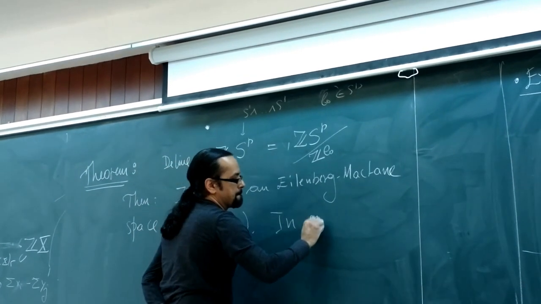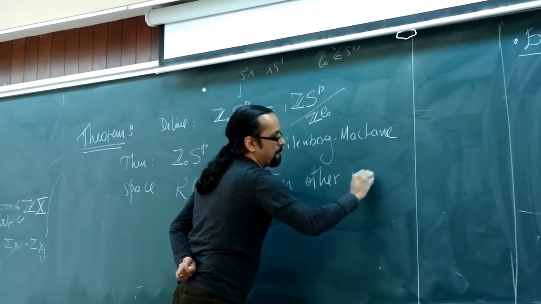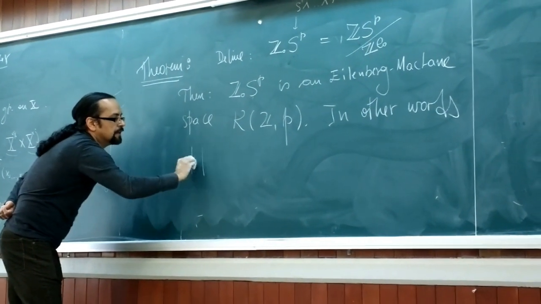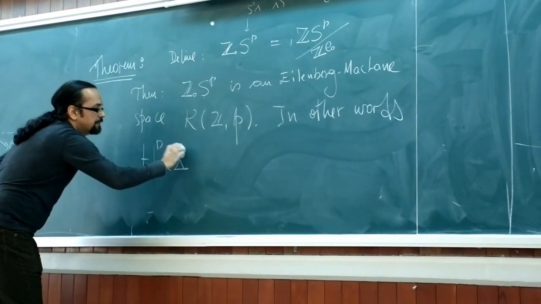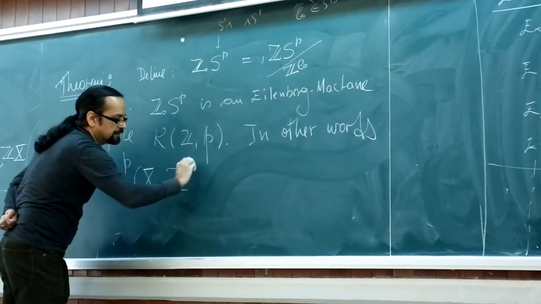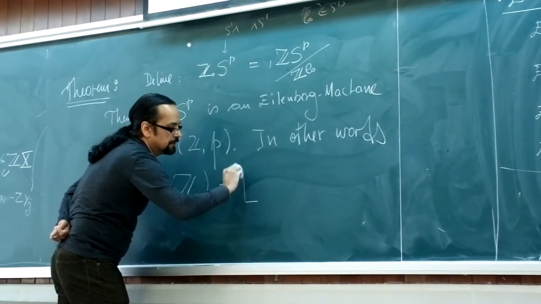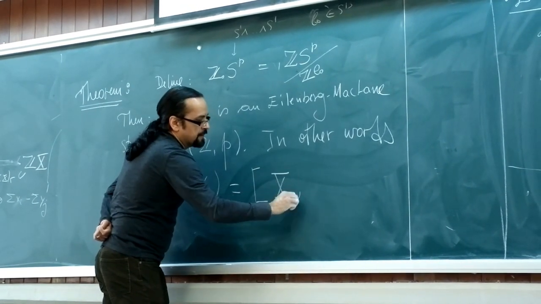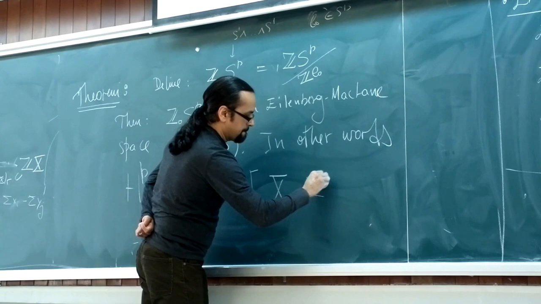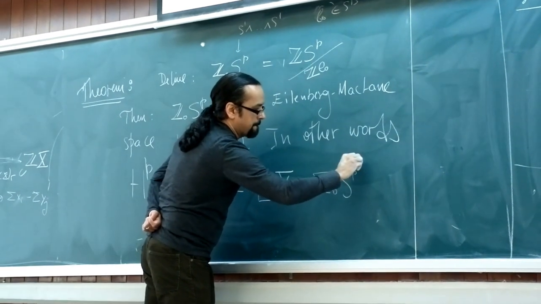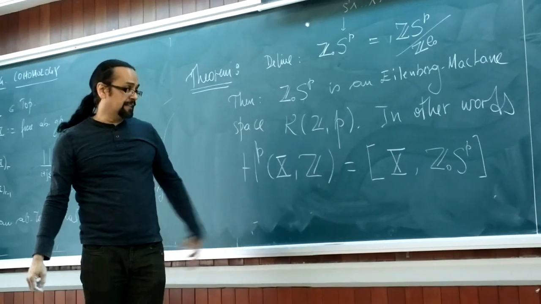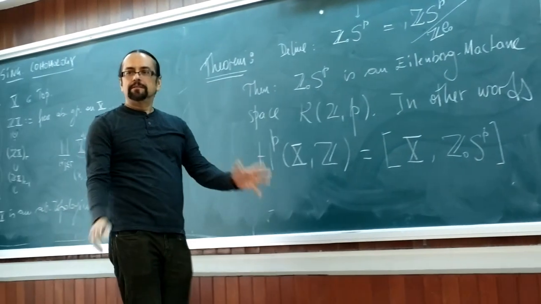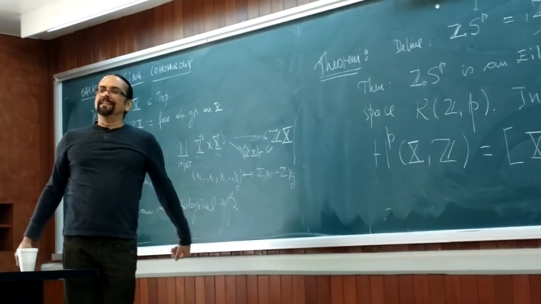In other words, when you want to compute the pth cohomology of your space with Z coefficients, you just take homotopy classes of maps from your space to this thing. Homotopy classes of maps have a natural group structure because this is a group. You just add pointwise, it's the same. That answers your question.